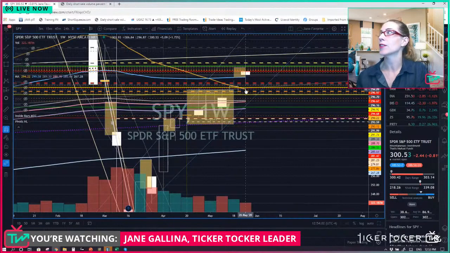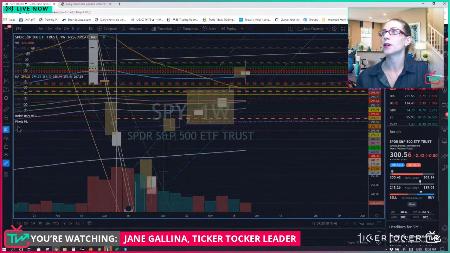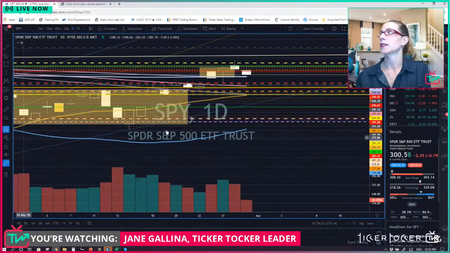Our 20 simple moving average on the weekly is 294. So if we do break down below 299, potential test down to 294. If we do break above, I personally believe we'll have another test up here, the 308 area. Now this is a trend line. When we go back on the daily chart, we're going to have to back it up a little bit. All right.